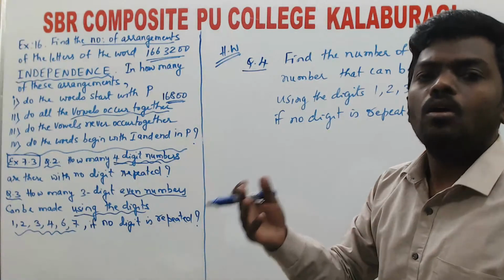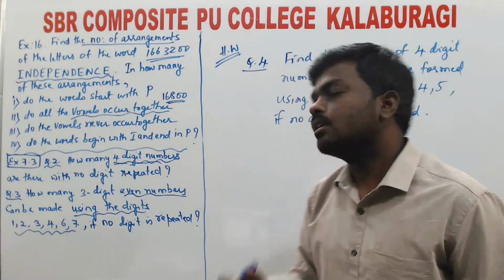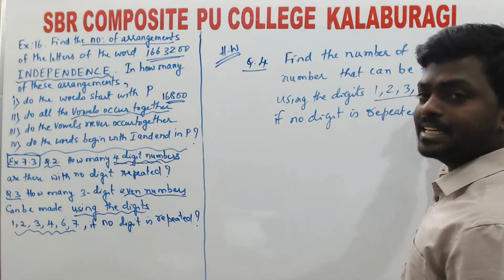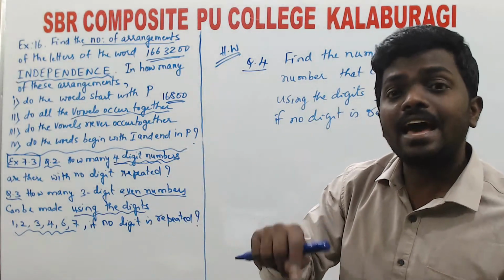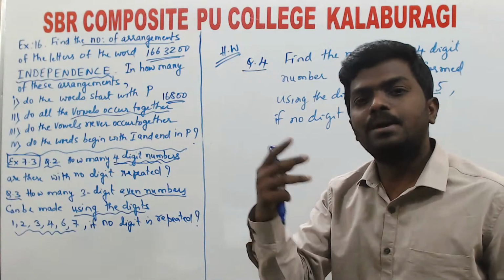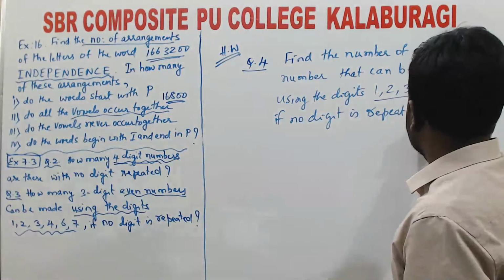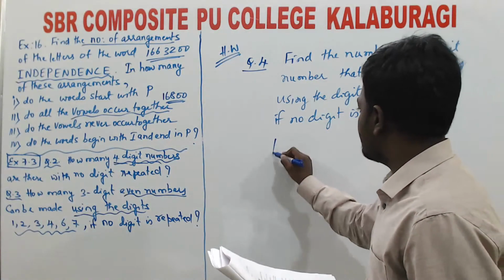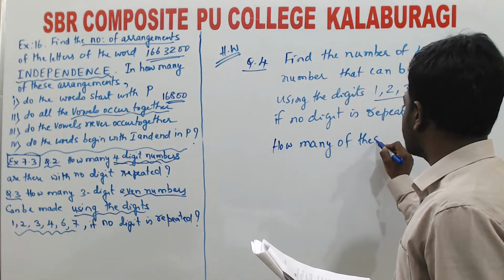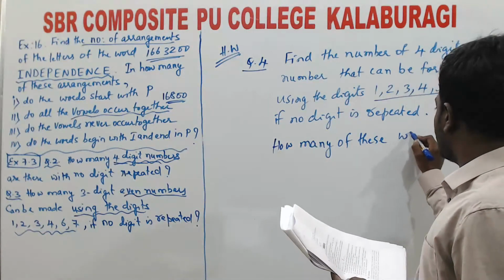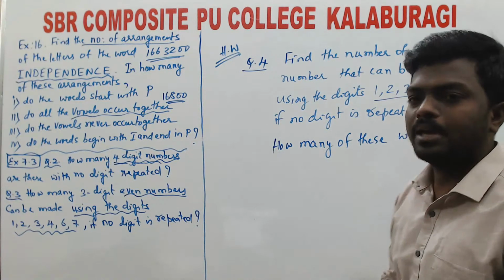You can use the fundamental principle of counting or even the nPr formula, because all the digits given are distinct. If there are distinct objects, use the nPr formula. If they are not distinct objects, use n factorial by p1 factorial, p2 factorial, and so on up to pk factorial, right? Full stop. How many of these will be even?